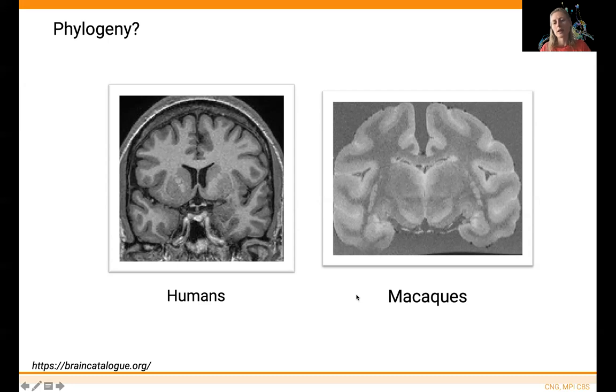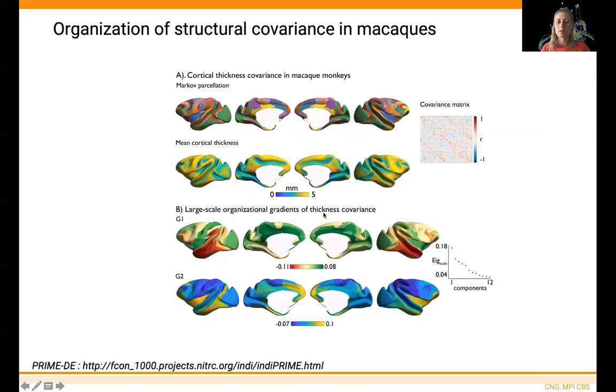So for this, I looked at macaque monkeys, and I took advantage of the PRIME dataset, which is an open dataset with non-human primate data, and in cooperation also with Ting from New York, we created a covariance matrix of thickness in macaques in a similar way as in humans, and we performed a gradient analysis. And what I found was two main gradients, one going from temporal regions to sensory motor posterior cingulate regions, and the other one going from sensory motor regions to frontal regions.